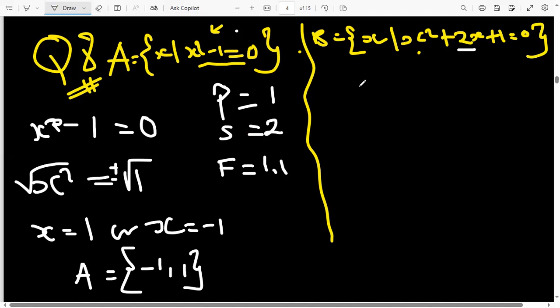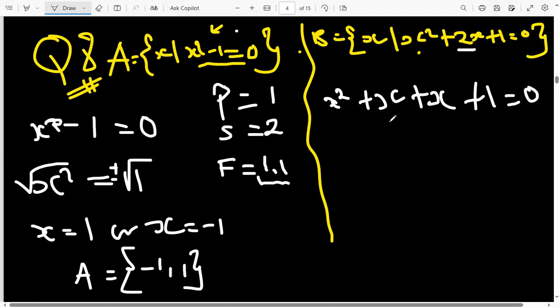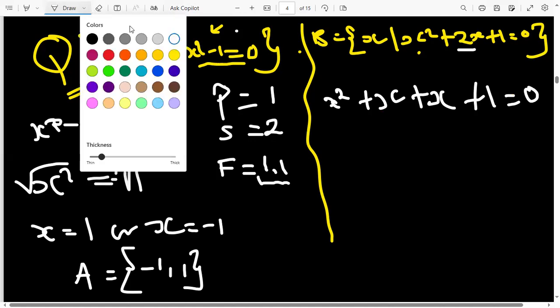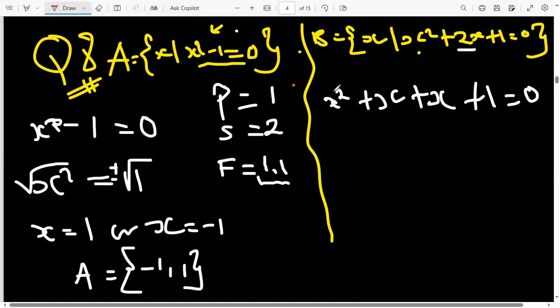So let's factorize this using the factorization method. We have x squared, and then this 2x here, we're going to separate it into its two factors. So we have plus x plus x. We have not changed anything; we just separated it into its factors. And then we have plus 1 is equal to 0. And then we are going to group these terms. Later on I'm going to show you a shortcut to solve quadratics, but let me go the traditional way.